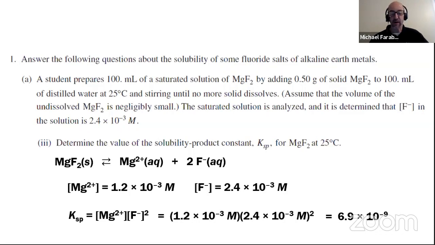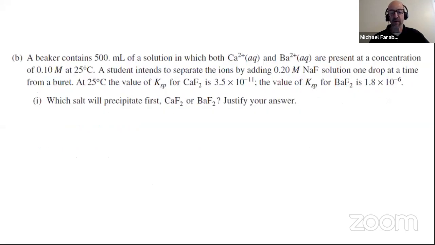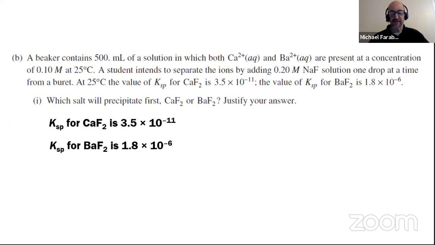All right, so we have a part B of this question. And now we're done with magnesium fluoride, and we're going to talk about some other fluoride salts from the alkaline earth metal family. We have calcium and barium. A beaker contains 500 milliliters of a solution in which both calcium ions and barium ions are present in a concentration of 0.1 moles per liter. The student intends to separate the ions by adding 0.20 molar sodium fluoride, one drop at a time, from a burette. And they're giving us the Ksp value for calcium fluoride and for barium fluoride. You can see that they are different.